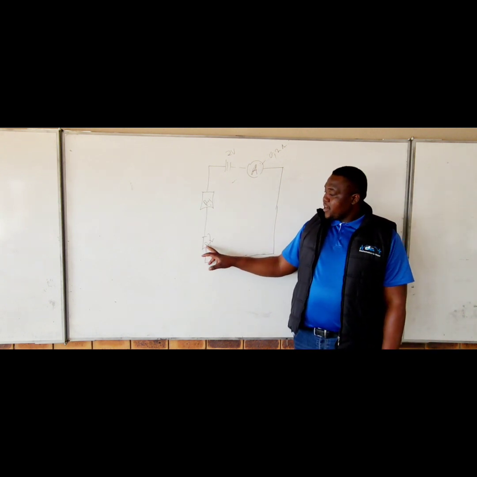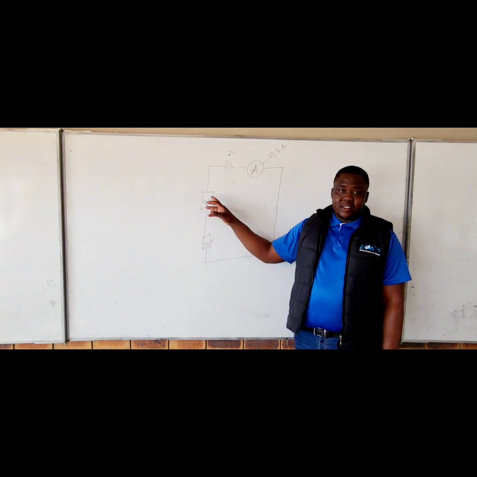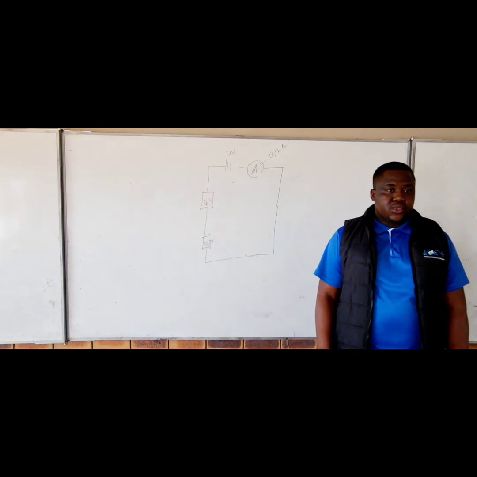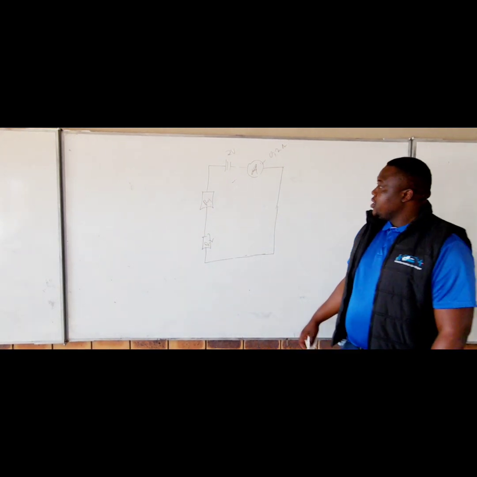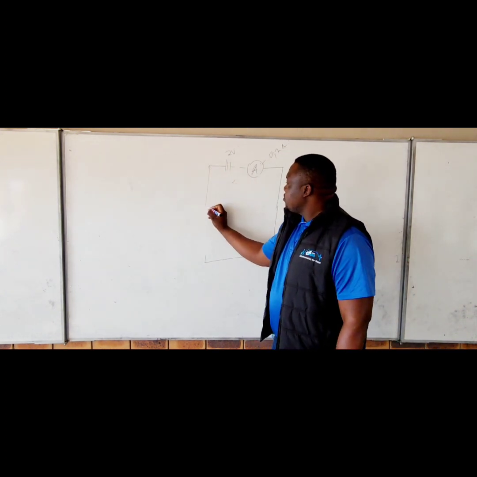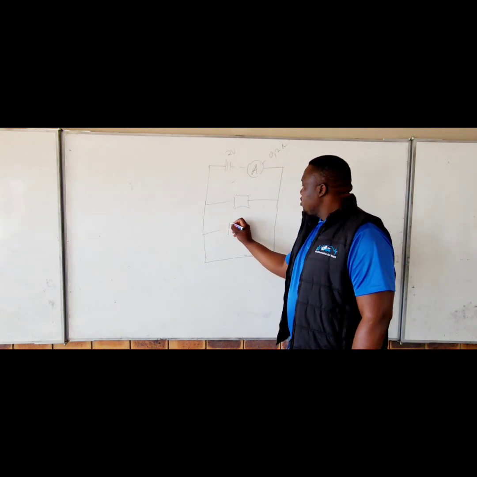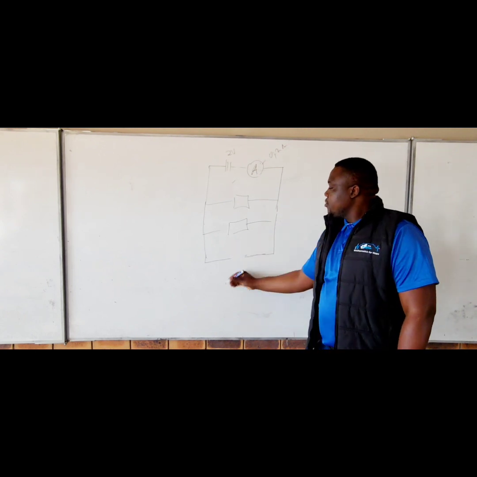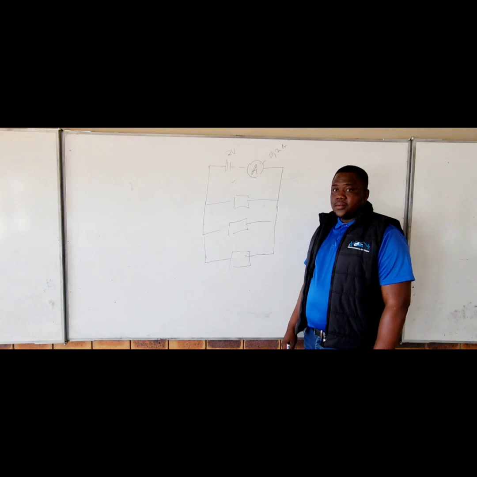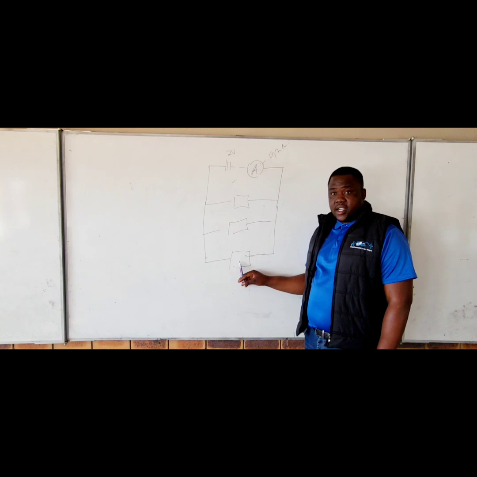Okay. If we are given R1 and R2, the current that is at R1 and the current that is at R2 is the same. Okay. Let me just give you this. We're just learning how to interpret these circuits. Here is a circuit. Can you see the circuit? You can see the circuit, right?